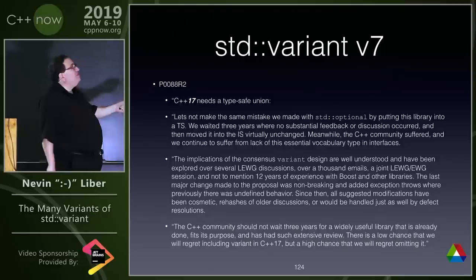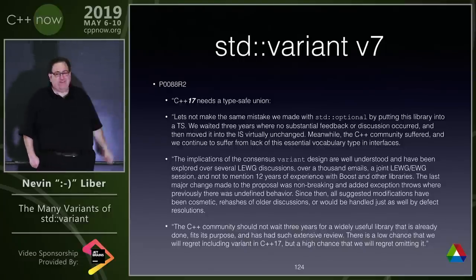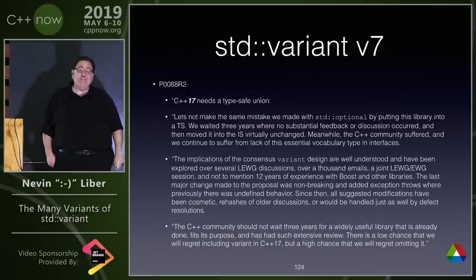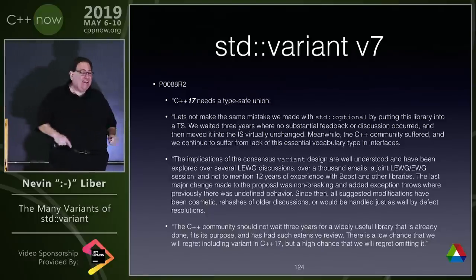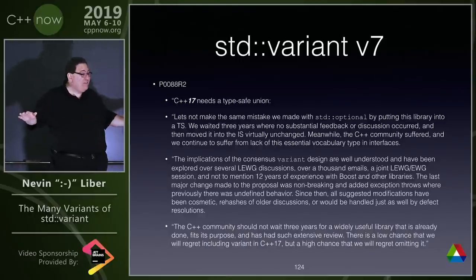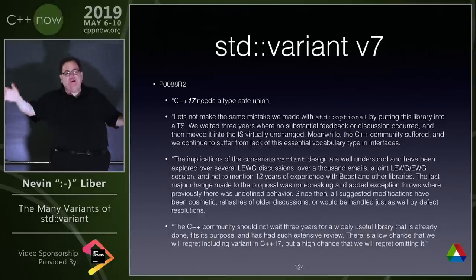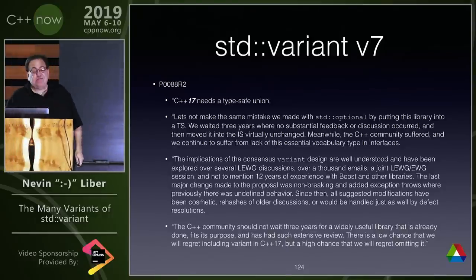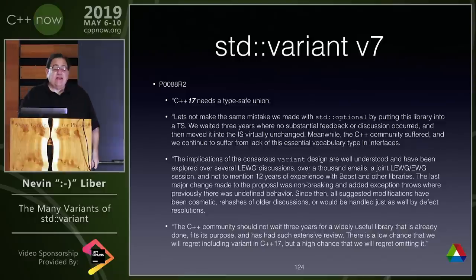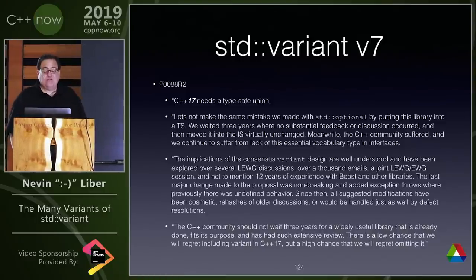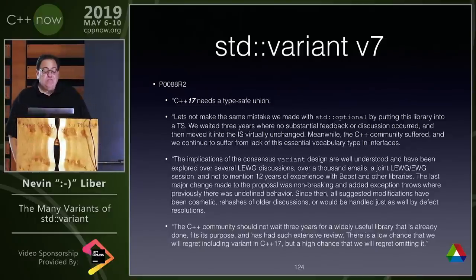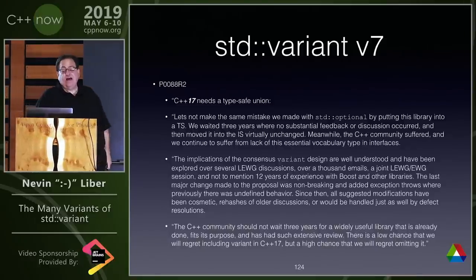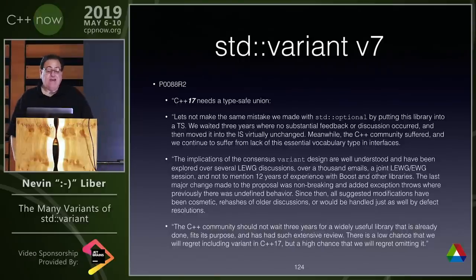And I'm gonna read these quotes because I think they're very important from R2. This is making the case for 17. Remember now, there was a national body who had previously said, over my national body, this is gonna go into 17. We don't say over our dead body because we don't want someone to try that, but over our national bodies, okay. So C++ 17 needs a type safe union. Let's not make the same mistake we made with optional by putting this library into a TS. We waited 3 years where no substantial feedback or discussion occurred, and then moved it into the IS virtually unchanged. Meanwhile, the C++ community suffered, and we continue to suffer from lack of essential vocabulary type and interfaces.